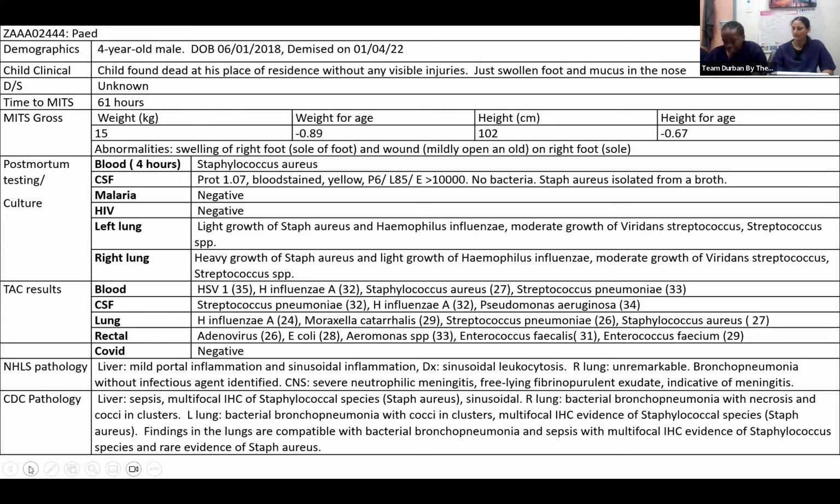So our underlying cause is wound septicemia, and the final cause of death is meningitis, Staph aureus meningitis. Okay. Good. And the modifiable factors: the fact that the parents did not present to hospital with the wound.